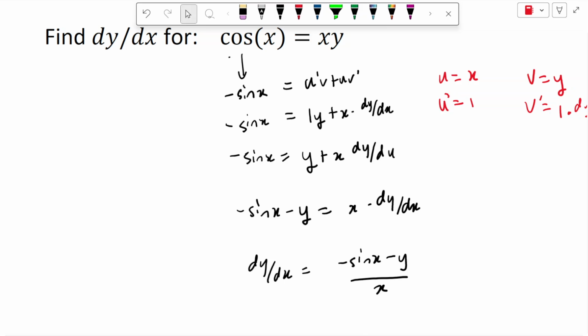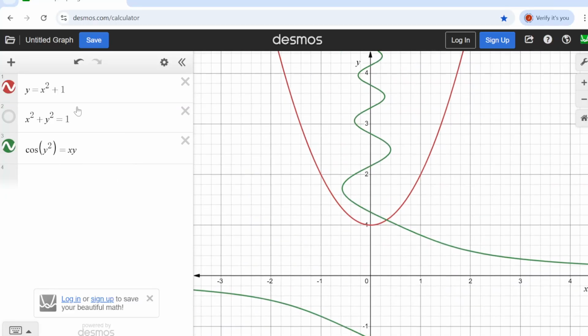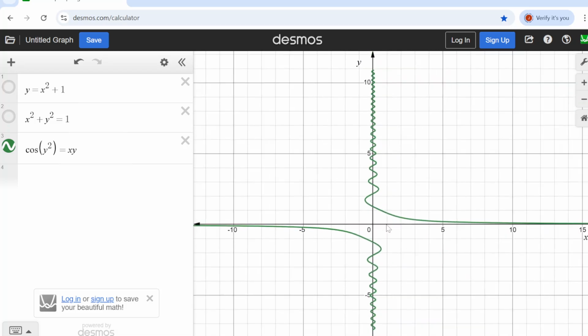And we can plug in any x, y coordinates, so we can get the slopes there. Just in case you're curious about what this function looks like, it is very fun. Implicit relationships can look pretty wacky.